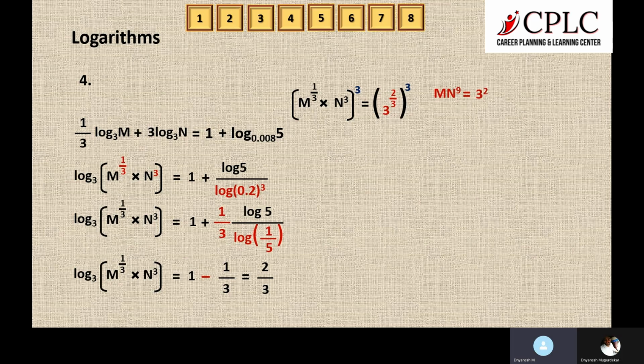Again, when you restructure that, you get n raised to 9 is 9 upon m. And this is the answer which is present in option 2. So the fourth question, answer is option 2. This is how you can solve this question.